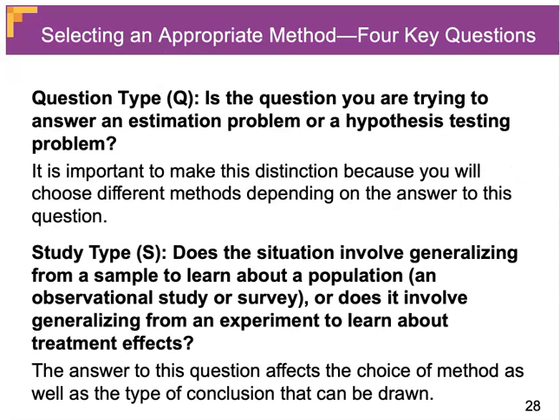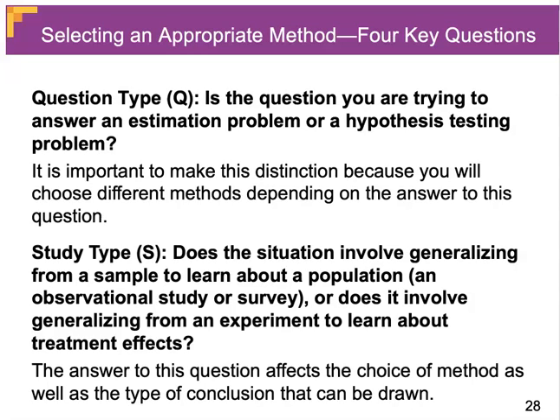So there are 4 key questions that I encourage you to use when you're trying to decide what kind of problem you're looking at. So are you looking at an estimation problem or a hypothesis problem? You need to know that because the methods are going to be different depending on which type of problem you have. And in the next few chapters, we'll learn the different methods that we'll be looking at in order to perform these 2 types of problems.